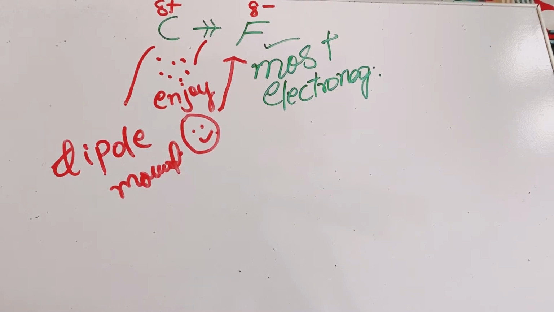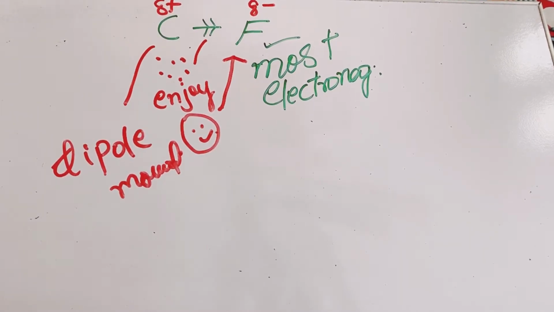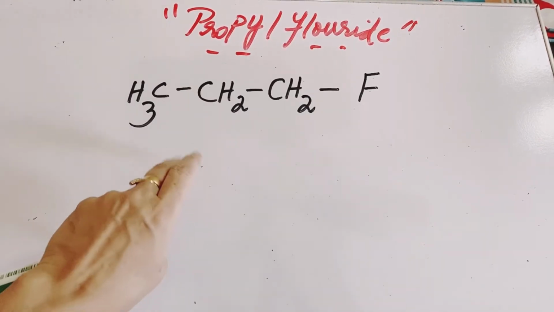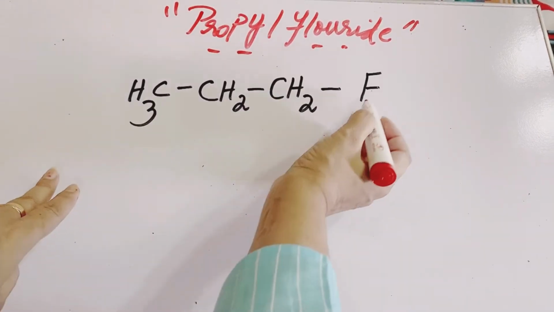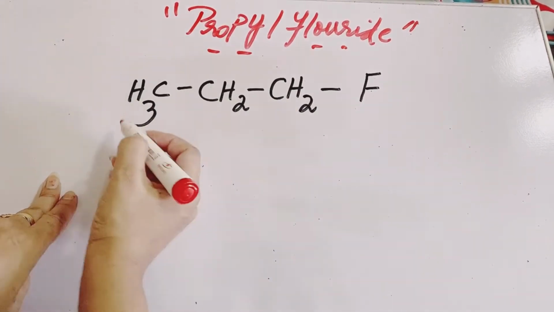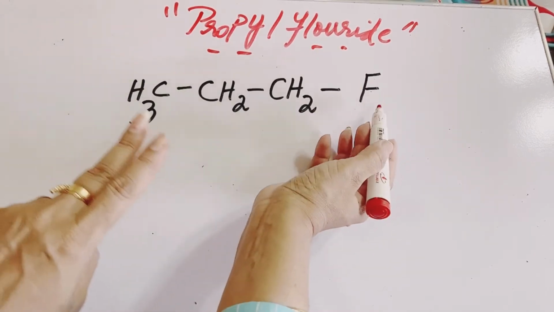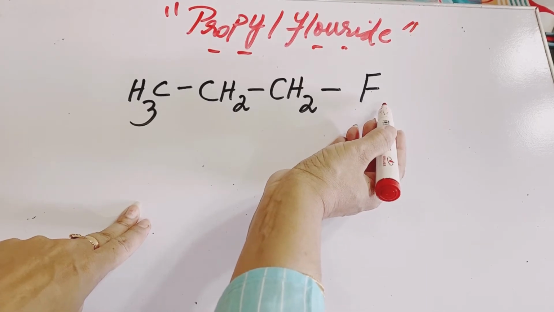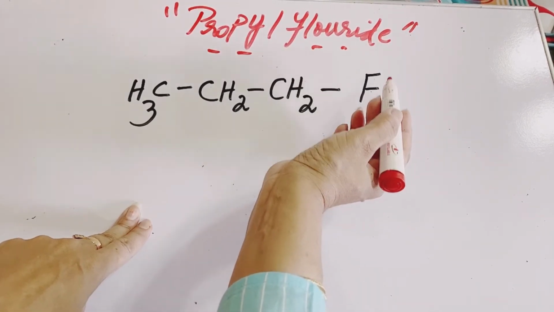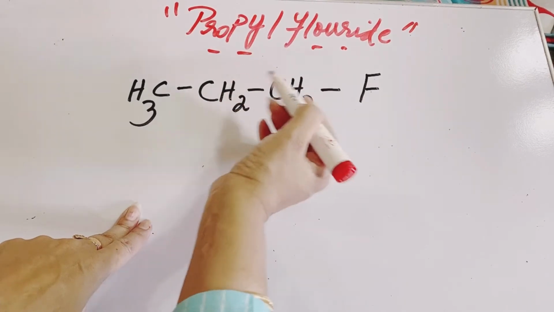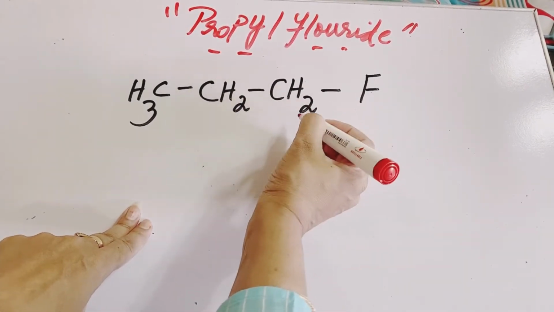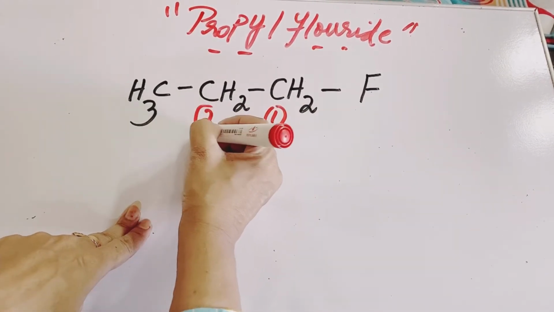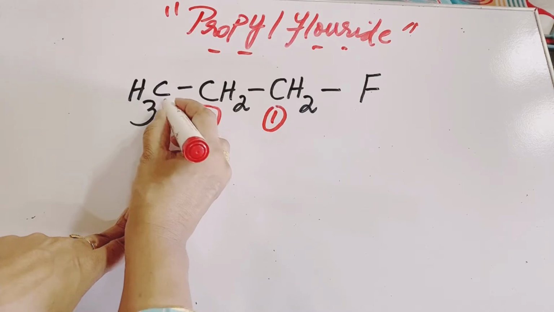Now let's discuss another example of a compound called propyl fluoride. Here simply you can see a fluorine atom attached to this propyl group, right? Now, as I've mentioned, fluorine is the most electronegative atom. What it is going to do, being more electronegative, is pull the electrons of carbon. Now, I'll first number the carbons. This is carbon number 1. This is carbon number 2, and this is carbon number 3.